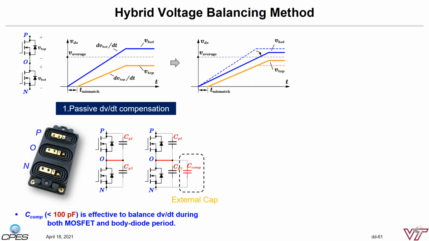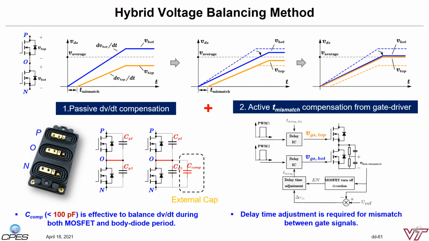Then the remaining impact factor will be the propagation delay difference from the gate drivers to the two devices. Now we can add the active voltage balancing approach to let the gate driver slightly tune the turn-off delay time in order to keep the voltage balance all the time. As we add the compensation capacitor already, the tuning range over the large AC current will be very small, so it will be much easier to design the feedback controls and achieve this active delay time tuning to manage the voltage balancing in real time.